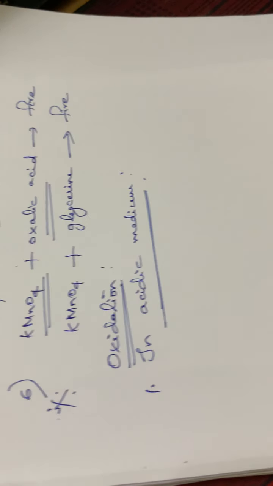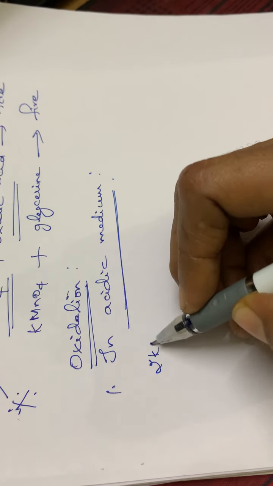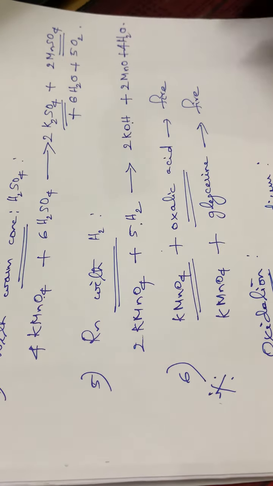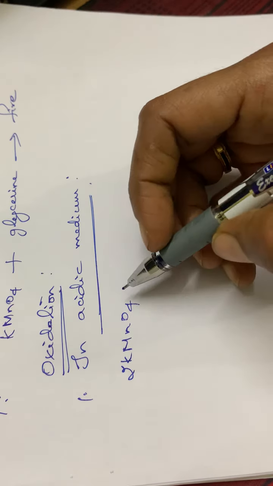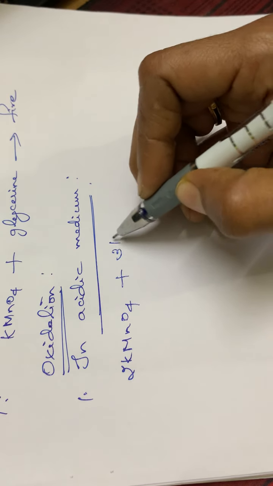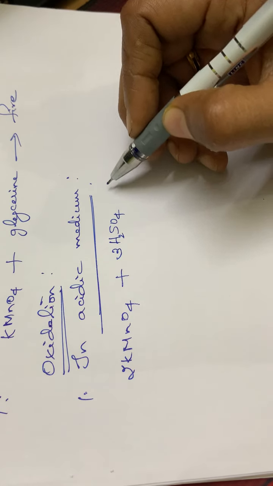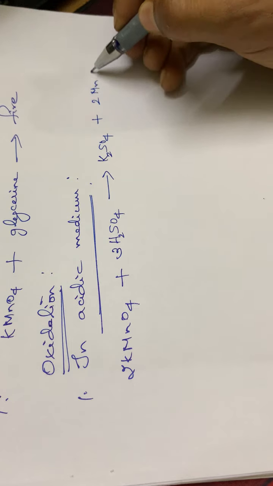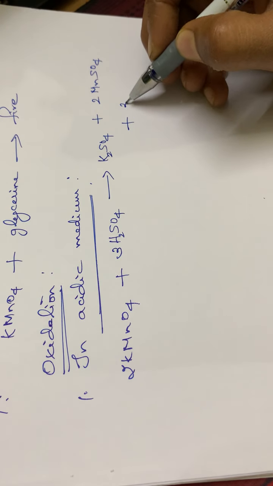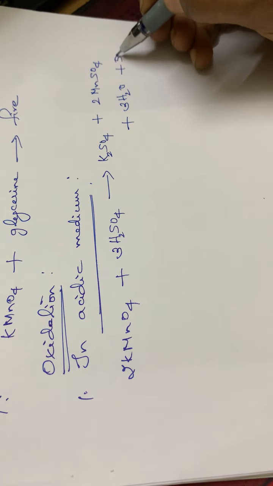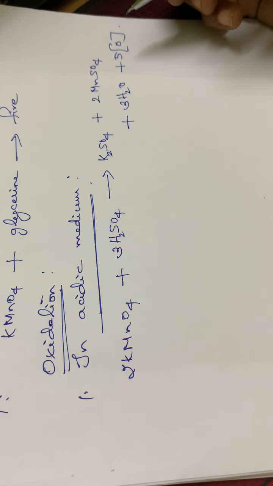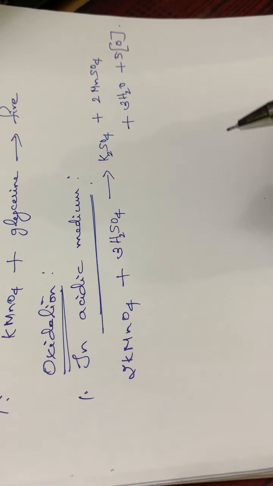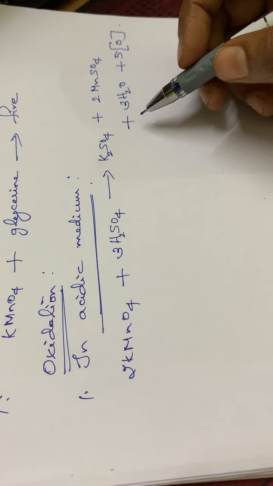So the first reaction, 2 KMnO4. We had written this reaction, isn't it? 2 KMnO4 plus 3H2SO4 giving K2SO4 plus 2MnSO4 plus 3H2O plus 5 nascent oxygen. So this is the reaction of KMnO4 in acidic medium, which we already discussed.